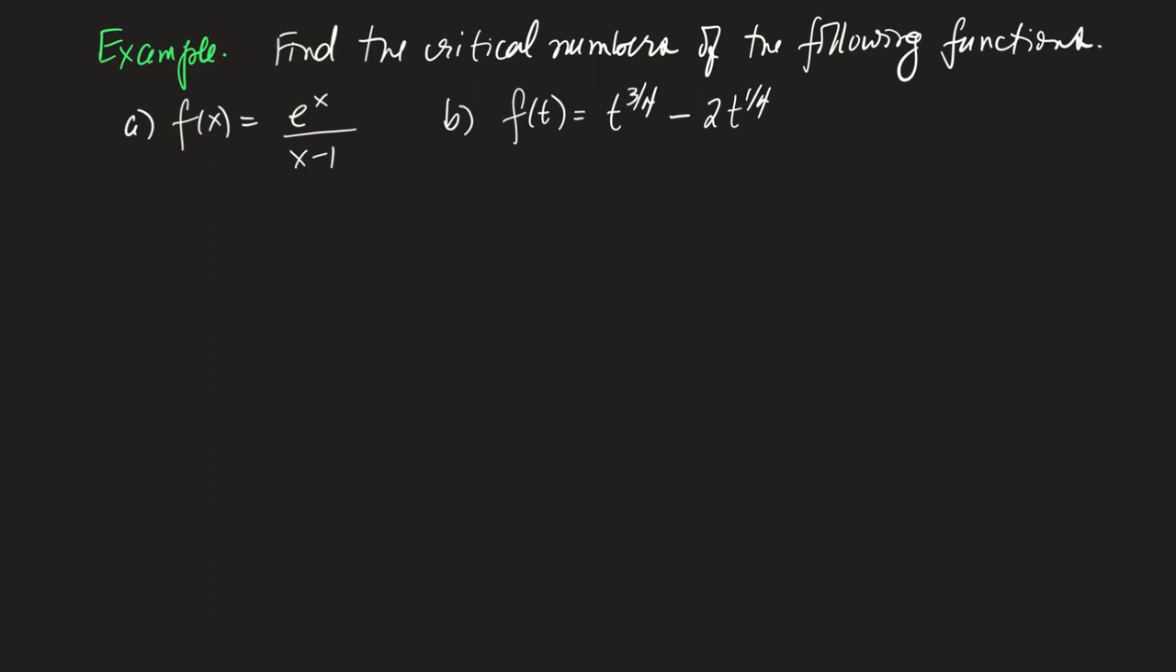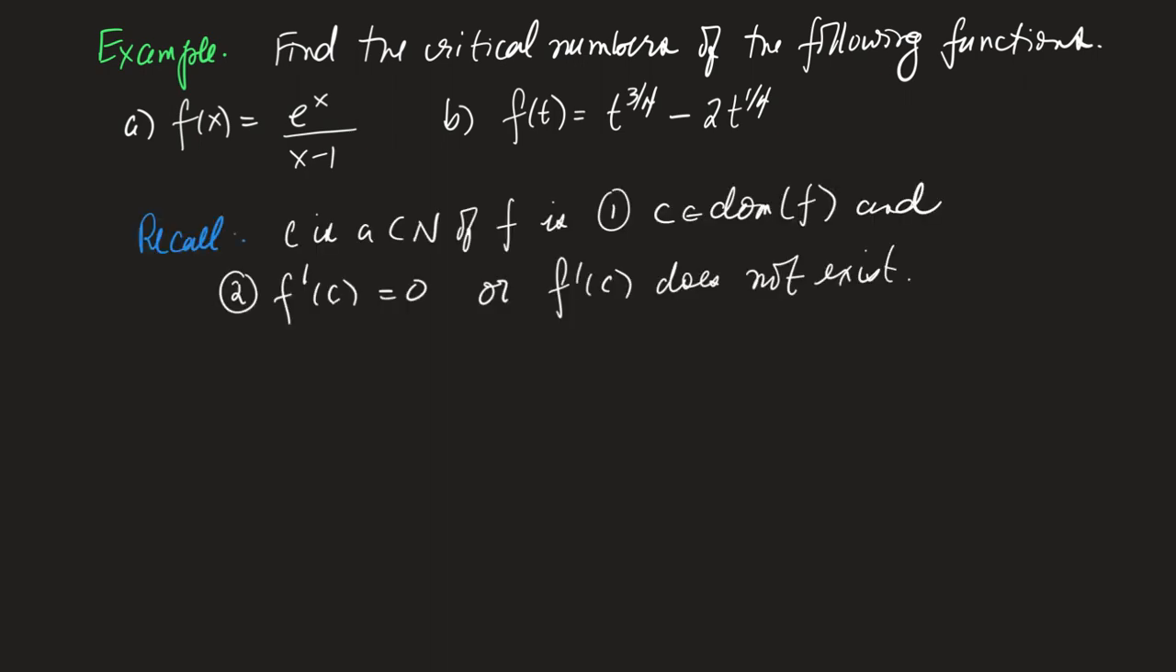In this video, I'm going to find the critical numbers of the following functions. So first recall that c is a critical number of a function f if, first of all, it's in the domain of f and the derivative at c is 0 or the derivative at c does not exist. So we should go about finding the derivative. So let's start with the first one.